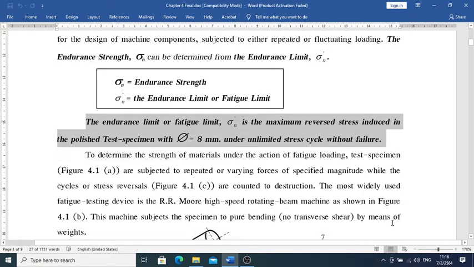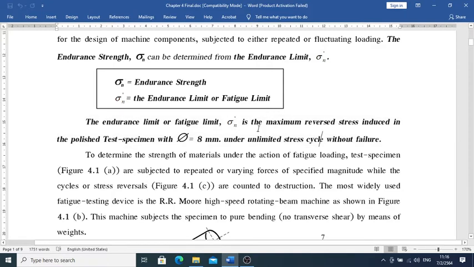The endurance limit or fatigue limit, sigma n prime, is the maximum reversed stress induced in a polished test specimen with a diameter of 8 millimeters under an unlimited number of stress cycles without failure. We have three keywords. One, the maximum reversed stress. Second, a polished test specimen. And third, a diameter of 8 millimeters for the test specimen.